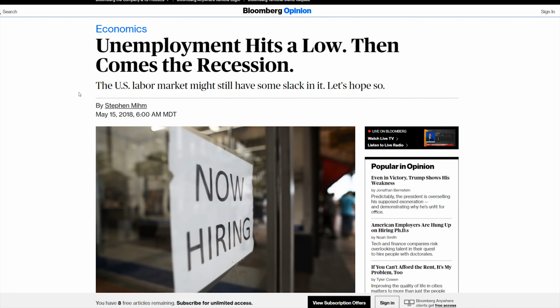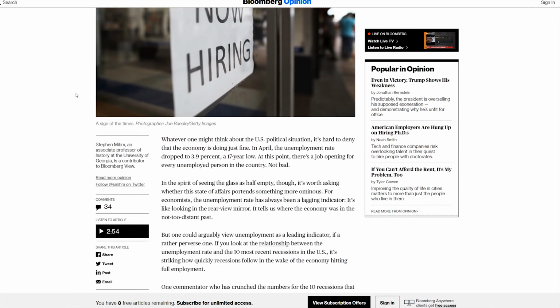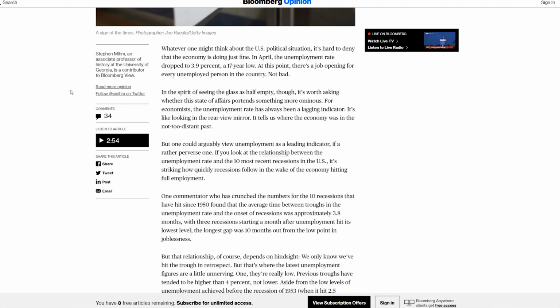Unemployment hits a low, then comes a recession. The U.S. labor market might still have some slack in it. Let's hope so. Pretty much what this is saying, and you can find lots of articles on this, is that they're highlighting this trend where unemployment typically hits some kind of ultimate low, and then a recession follows sometime close afterwards.